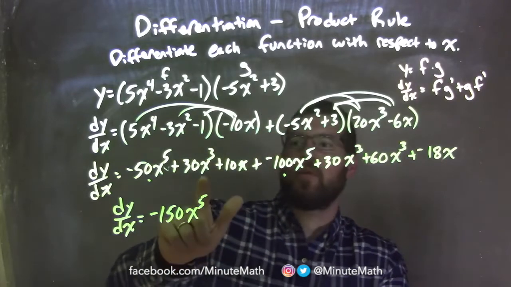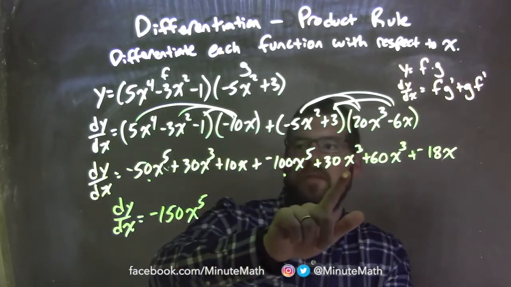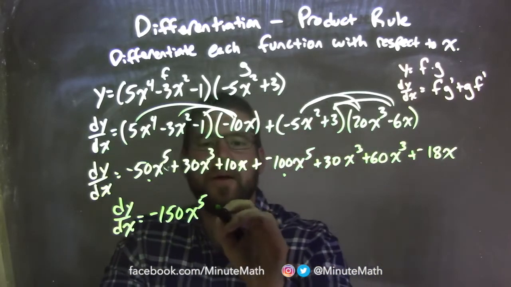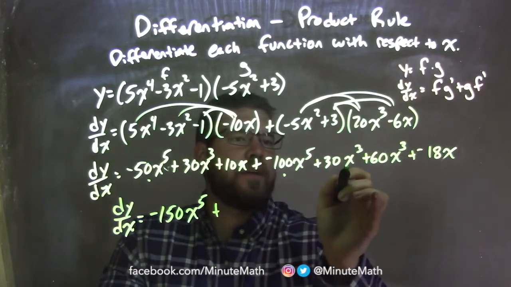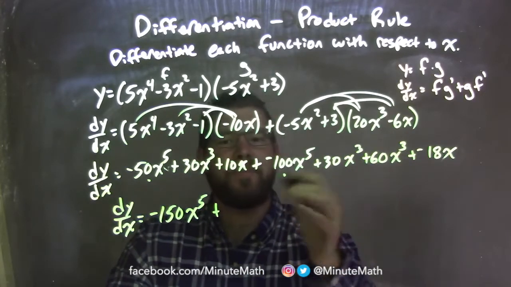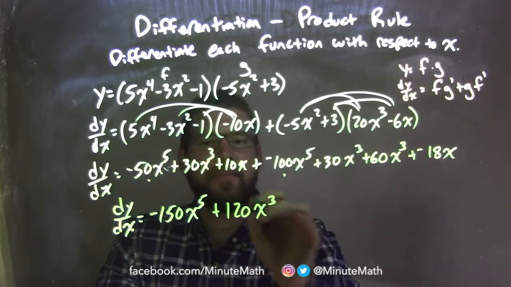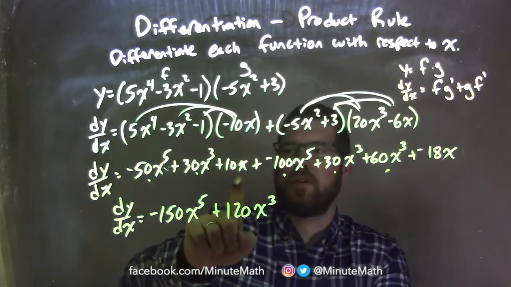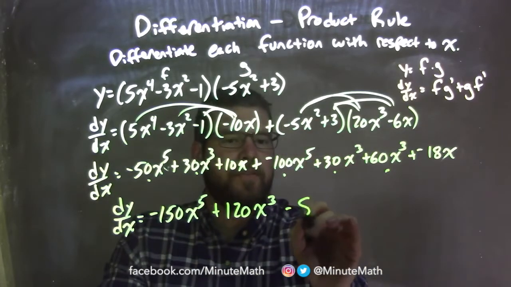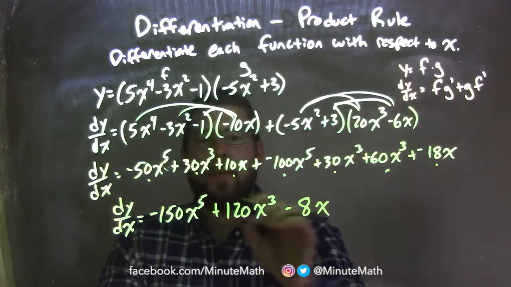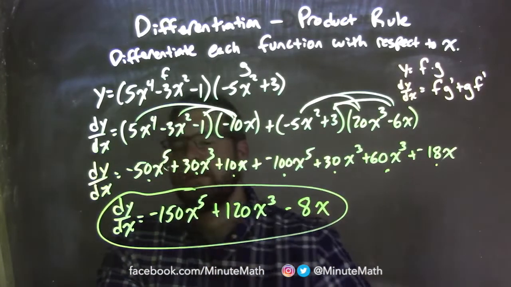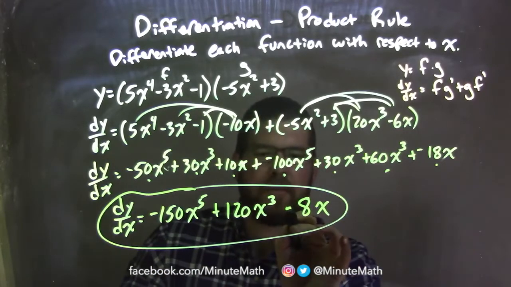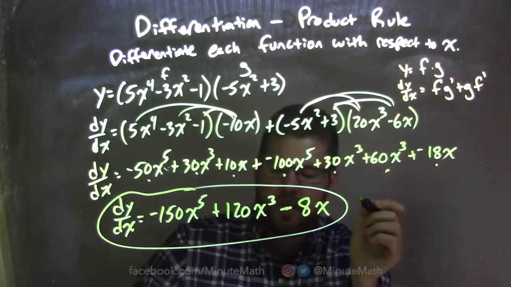The next one here, I have 30x to the 3rd and 30x to the 3rd and 60x to the 3rd. So x to the 3rd is my next highest degree I see. There's no x to the 4th. Great. So 30x to the 3rd plus 30x to the 3rd is 60x to the 3rd, plus 60x to the 3rd is 120x to the 3rd. So I applied these down. Okay. So the last ones I have is just 10x and negative 18x, which is a negative 8x when I combine them together. And there we have our answer, our derivative, which is dy/dx is equal to negative 150x to the 5th plus 120x to the 3rd minus 8x.